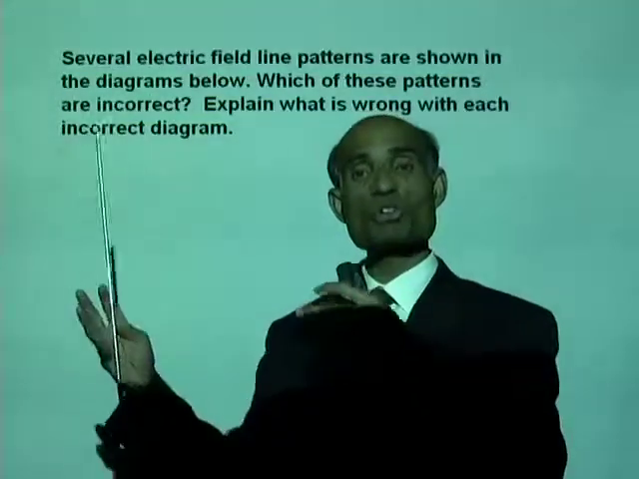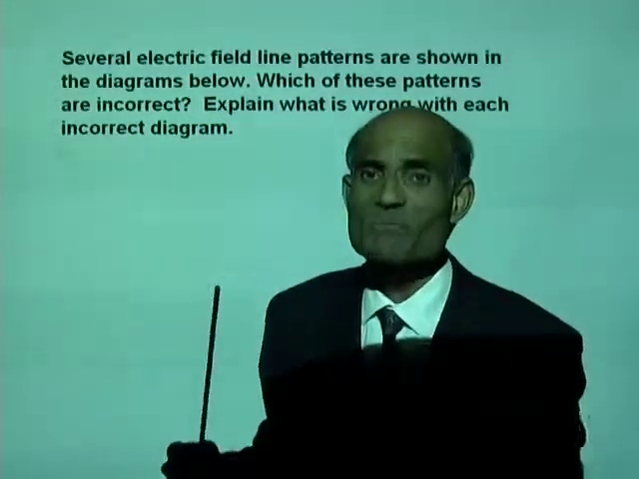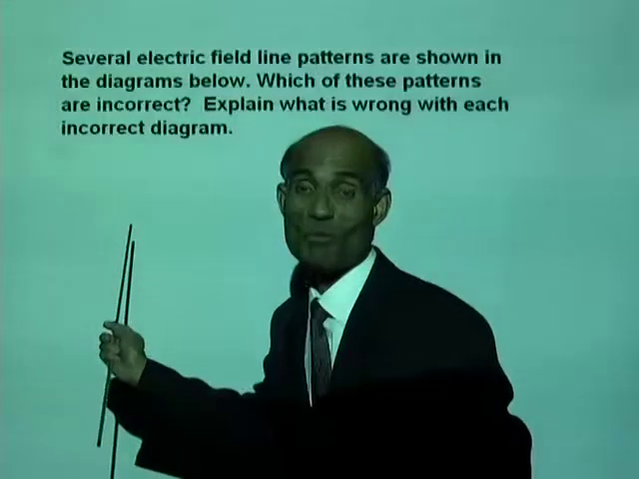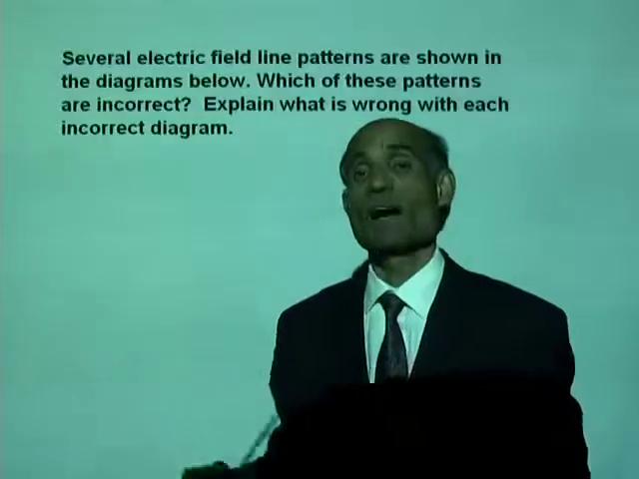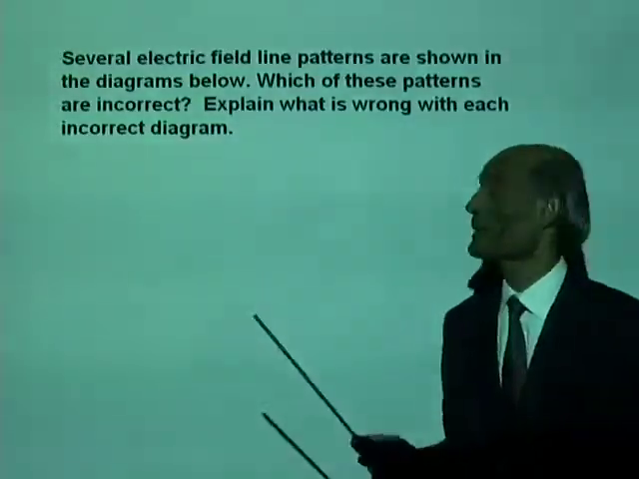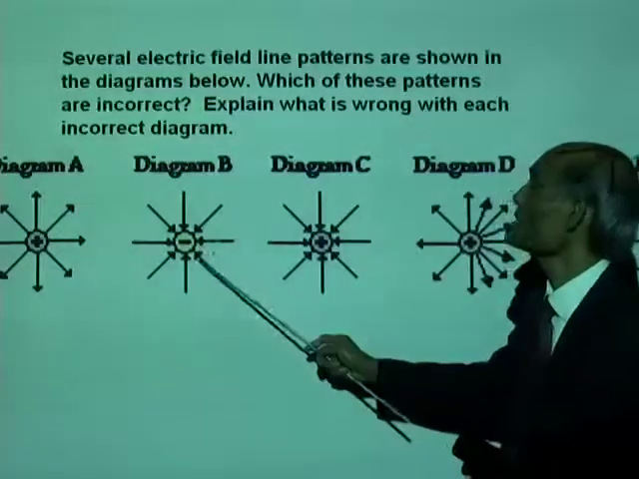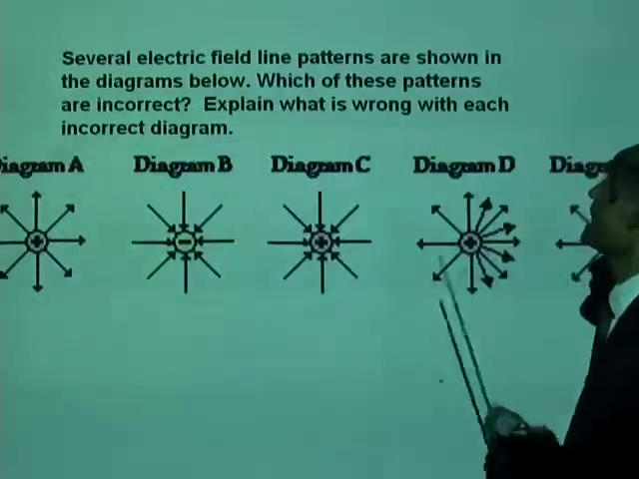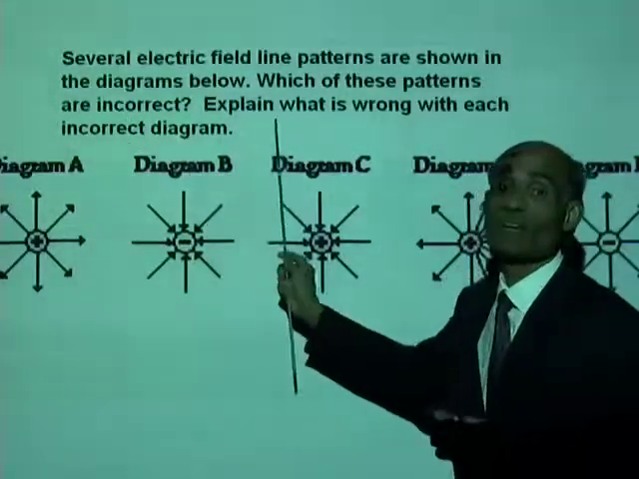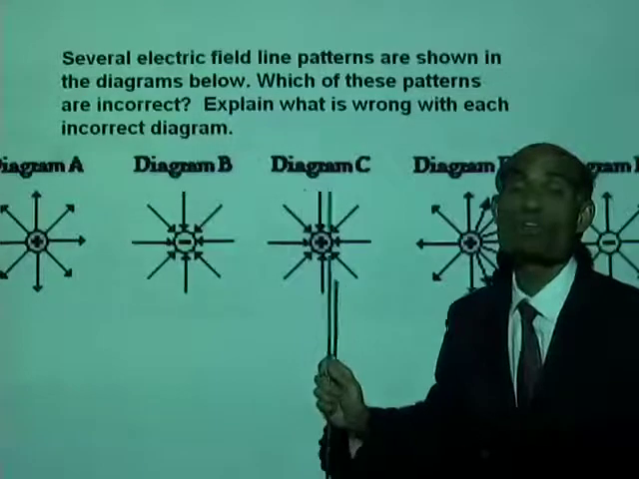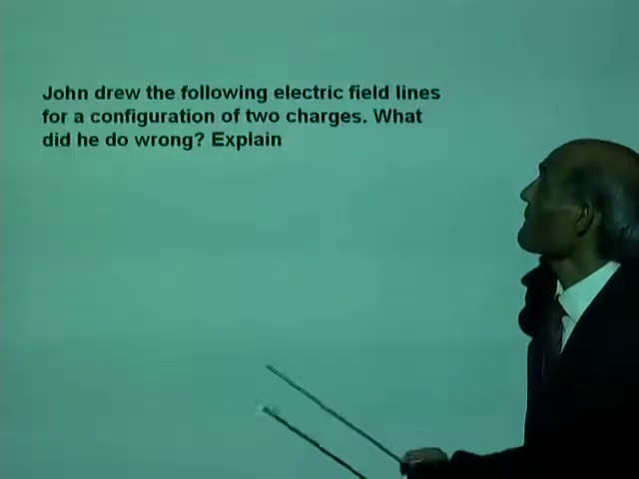Alright? I'm just going to show them to you, and I will leave them for you to answer and send them to me. You have this all on the PowerPoint, so I'm going to go a little fast. You look at the PowerPoint and then answer those and send them to me. Alright, here is the first set of diagrams. Diagram A, diagram B, C, D and E. You got to see which of these patterns are incorrect. Explain what is wrong with the incorrect diagram. Okay, that is number 1.